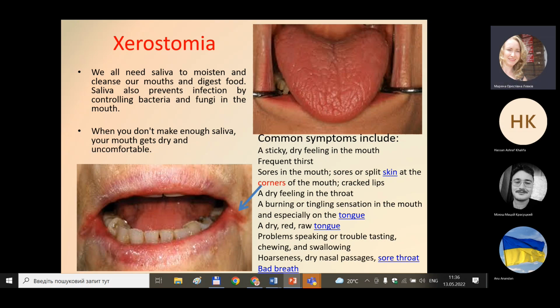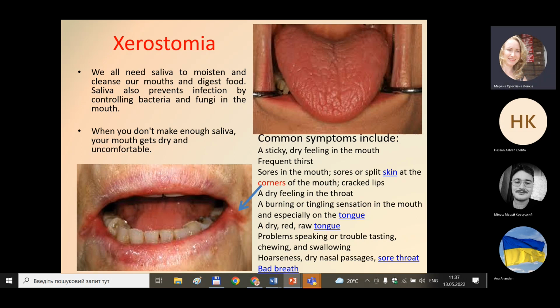And about xerostomia. So what is it? It is dry mouth. We all need saliva to moisten and cleanse our mouth and digest food. Saliva also prevents infection by controlling bacteria and fungi in the mouth. When the patient does not make enough saliva, their mouth gets dry and uncomfortable.